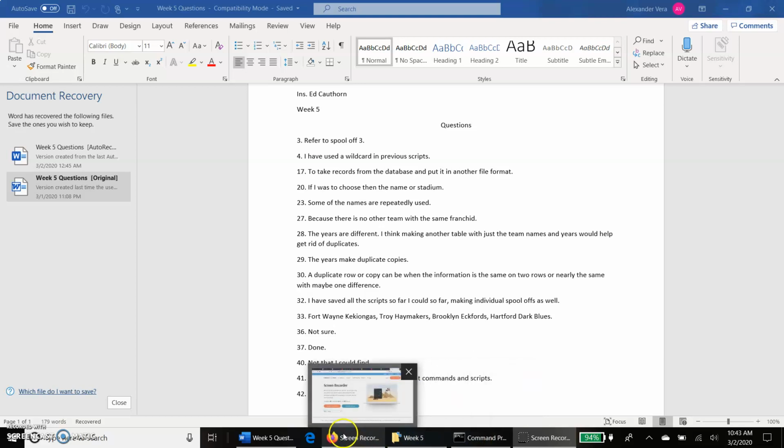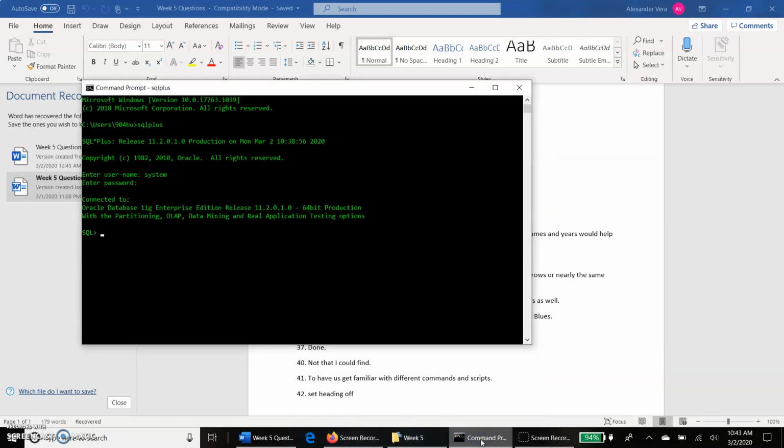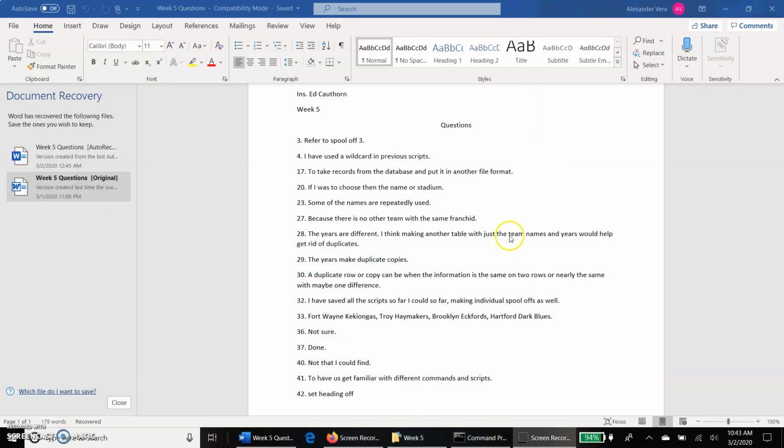As far as getting the work done or how it was this week, it wasn't difficult as much as tedious, having 50 things to try and do. But it was good practice.